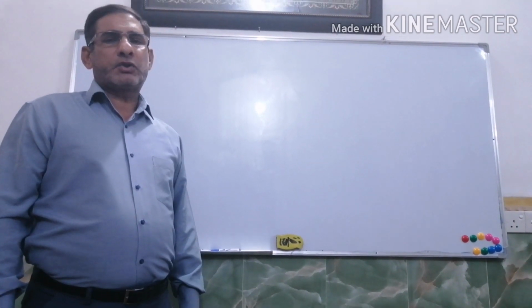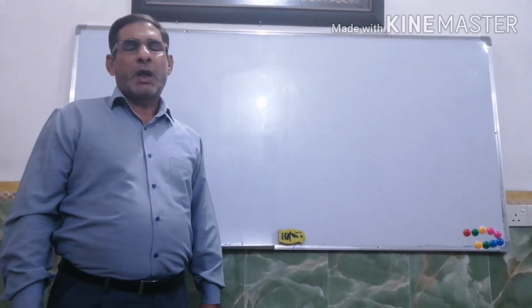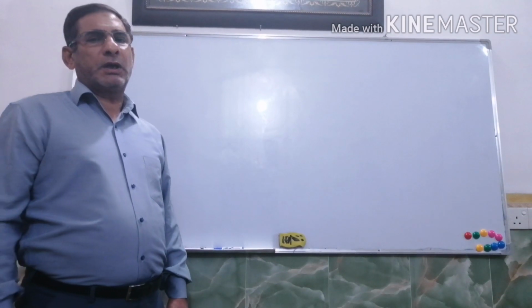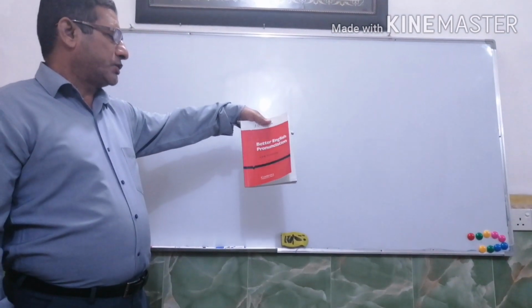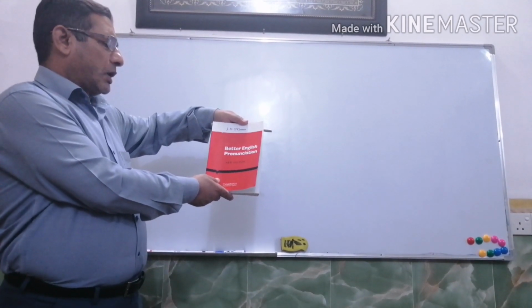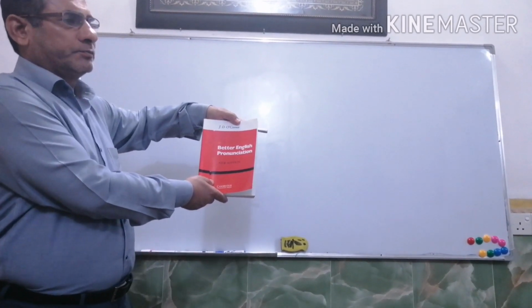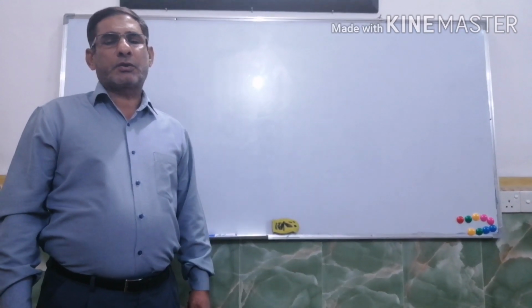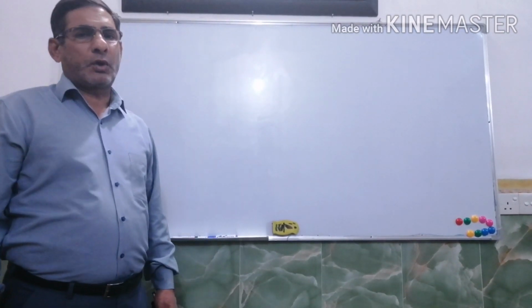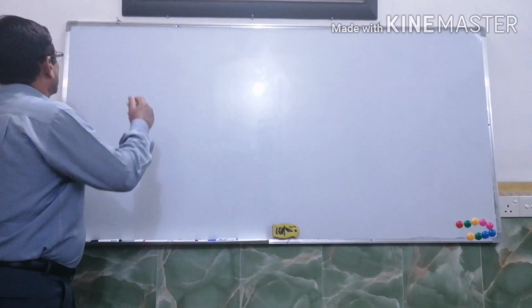This is the first lecture of the second course, and the book we are going to study is Better English Pronunciation by J.D. O'Connor, 2003 edition. Now the first subject in this lecture is stop consonants.